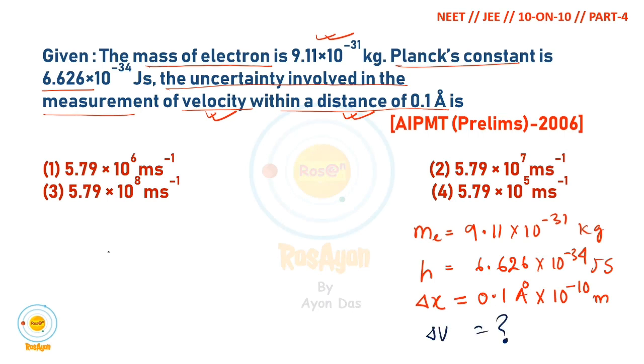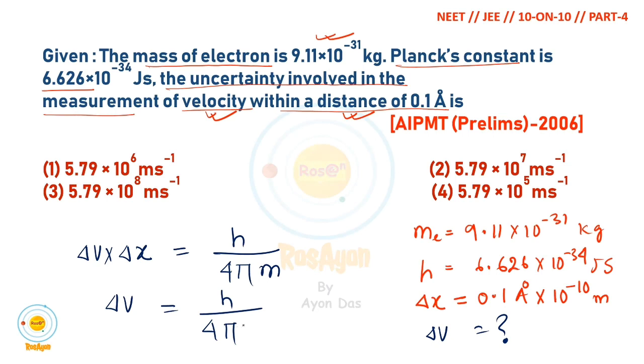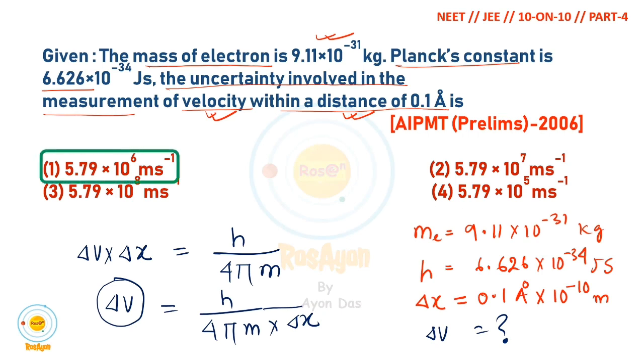Now put the formula: del v into del x equals h divided by 4 pi m. Now you have to determine the value of del v, which equals h divided by 4 pi m into del x. Now put all the values and calculate the value of del v. Here the right answer is option 1, which is 5.79 into 10 to the power 6 meter per second.